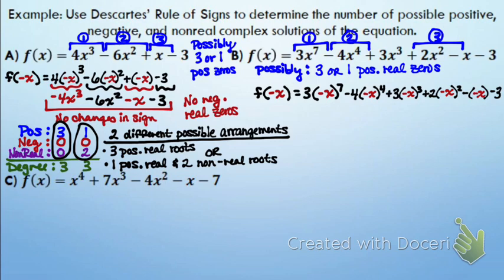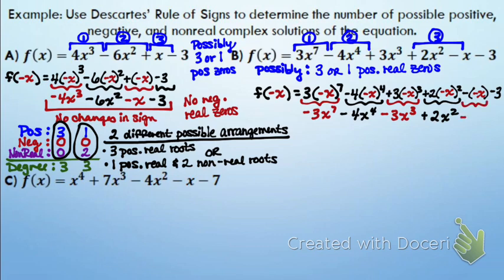My first term, how will that simplify? Negative 3x to the 7th, because we have an odd power. What about my next term? Negative 4x to the 4th. It will stay the same because it's an even power. My next term? Negative 3x to the 3rd. Next term? Plus 2x squared here. Plus x, and then minus 3 on the end.